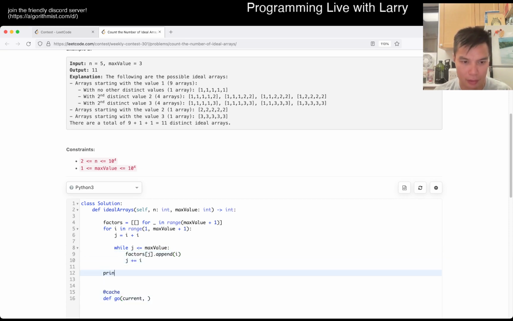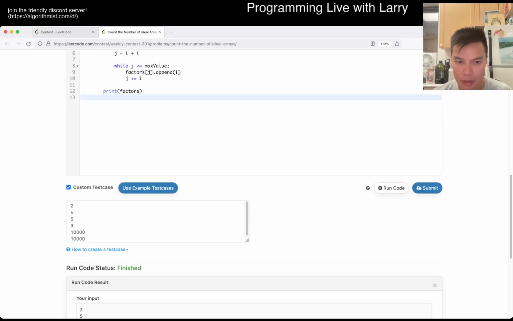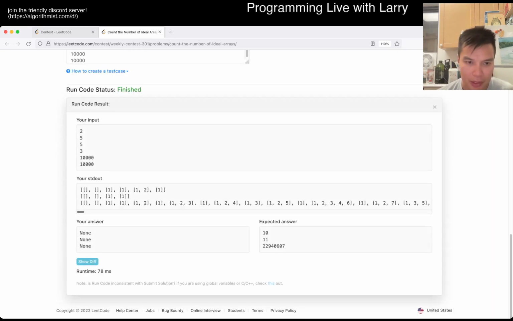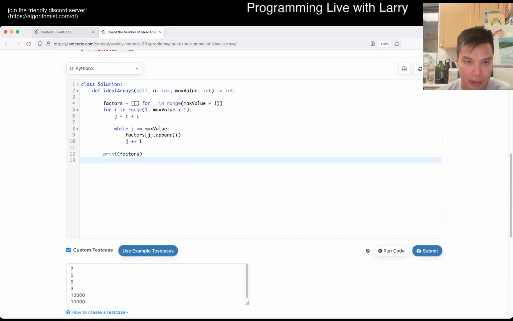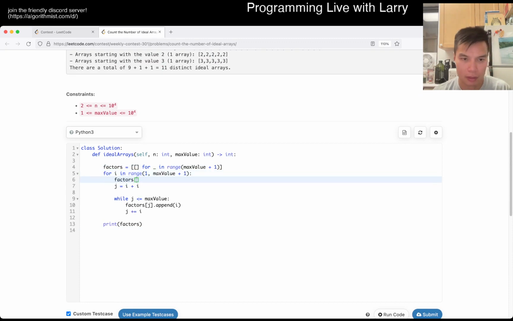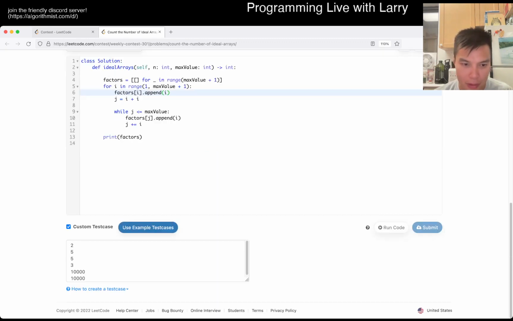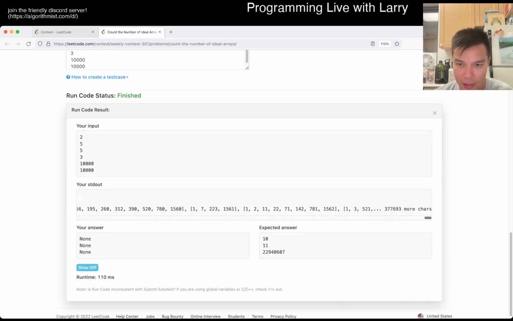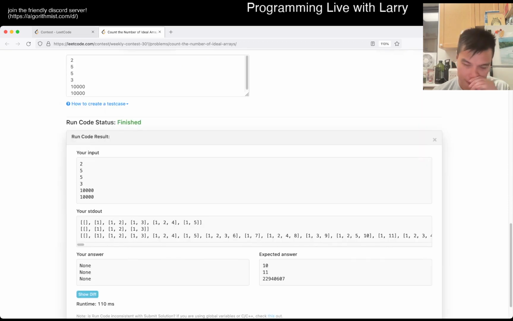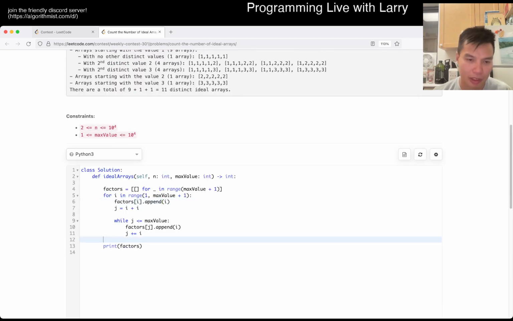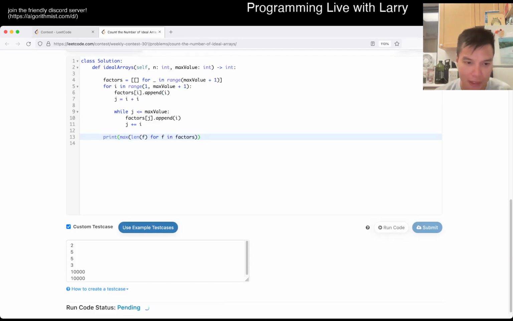Right. Okay. Let's see. Maybe this is too much. So 1, 0, 1, 2, 3, 4, 5, 6, 7, 8, 9, 10. Okay, I guess this is right. I think I need to add itself, but that's okay. And now it should be in order anyway. This was actually pretty fast at getting all those 10,000 things. And then the key observation that I missed is that we can do max of length of f for f in factors. So then we can see how many factors we have.